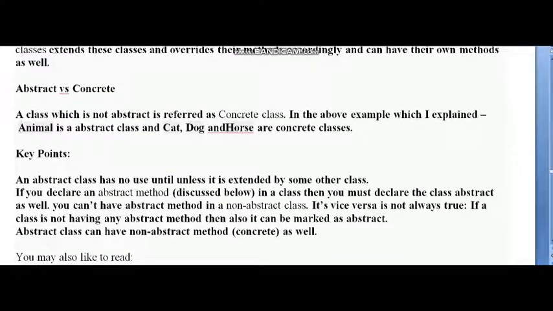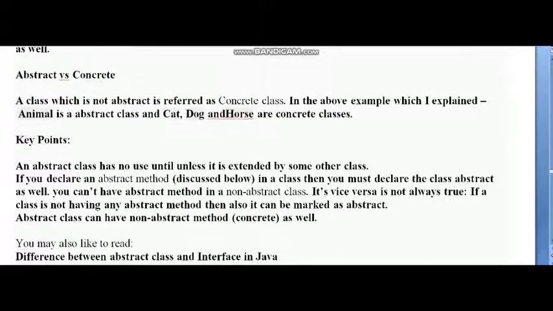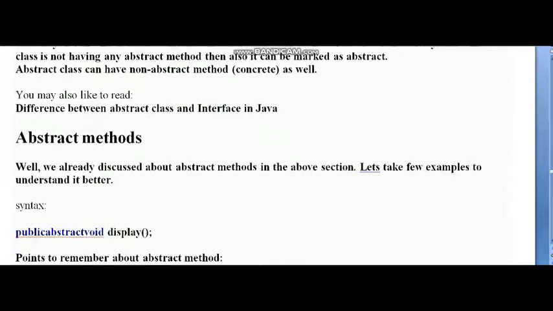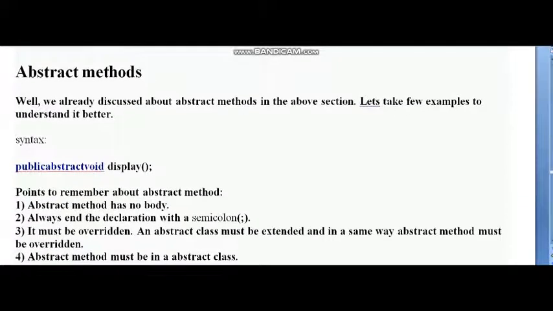Abstract versus concrete. Concrete means the method has both declaration and implementation in the same class. A class which is not abstract is referred to as a concrete class. Exactly, and vice versa for an abstract class. Key points: an abstract class has no use until it's extended in some other class. What I said is exactly this, and the point is pretty much clear. I don't need to explain it word by word. If you declare abstract methods in a class, you must declare the class abstract as well. Abstract methods, well, we already discussed in the above sections.